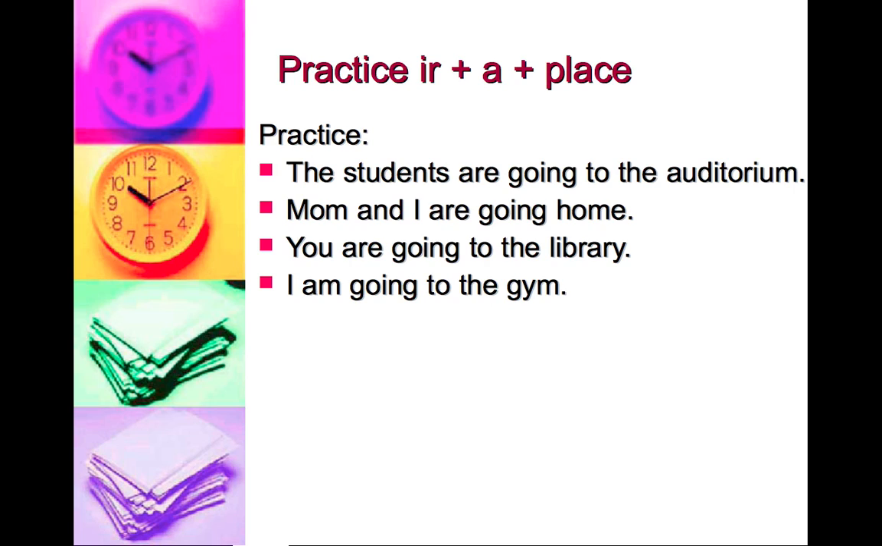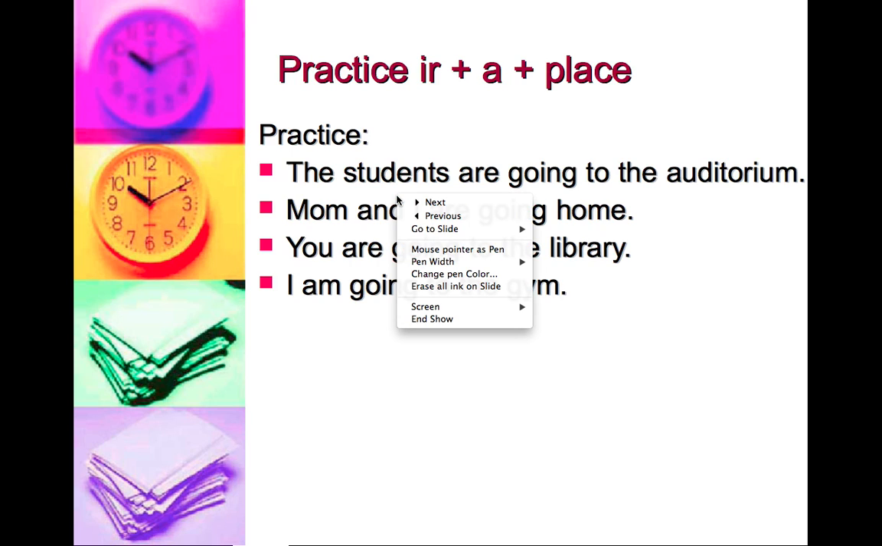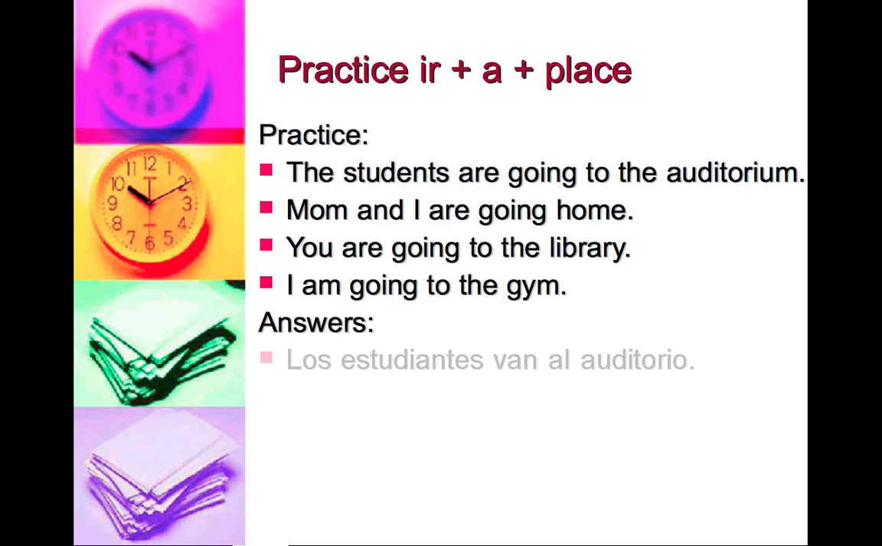The students are going to the auditorium. Students are going. So how do I conjugate ir to agree with students? Van. Yep. Then what comes after van? And then what's the auditorium? So it's el auditorio. It has to become al. Van al auditorio. Okay. Los estudiantes van al auditorio.